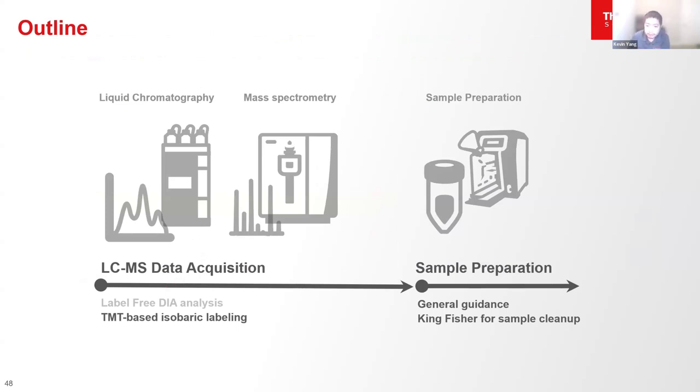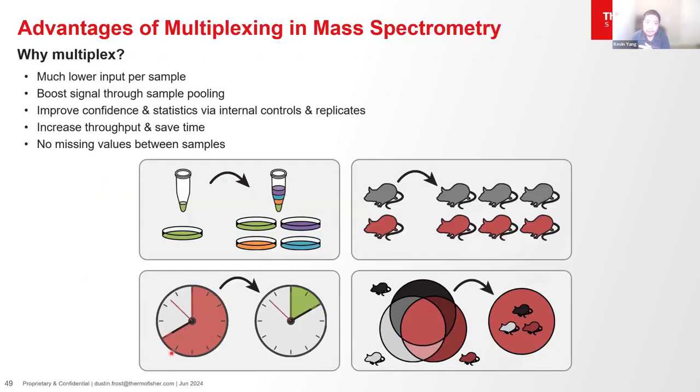Following that, I'd like to talk about the TMT-based isobaric labeling to multiplex your samples in a single injection. So why do we want to multiplex? Well, a major challenge when you increase your sample prep throughput is that you don't have enough instrument time. And if you don't have an Orbitrap Astral mass spec, but you're still looking to run hundreds of samples, it's going to take forever to complete a study.